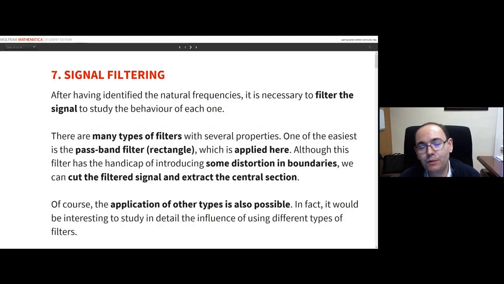The next step is to filter the signal, because as we said before, we have to decompose the signal into single degree of freedom signals. There is a lot of literature about filters and their properties, and here I use one of the easiest ones, the rectangular passband filter. One of the handicaps of this kind of filter is the introduction of some distortion at the boundaries. But we can cut the signal at the boundaries, because the central section of the accelerogram is enough. Of course, the application of other types of filters is possible, and it would be interesting to study what happens with them.